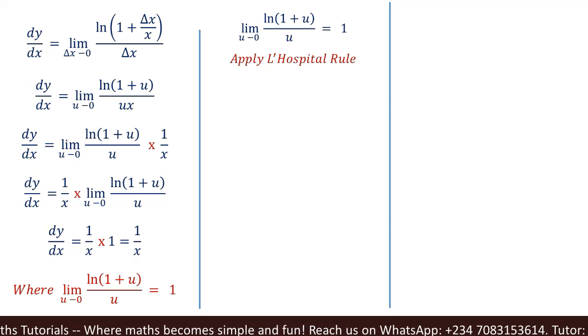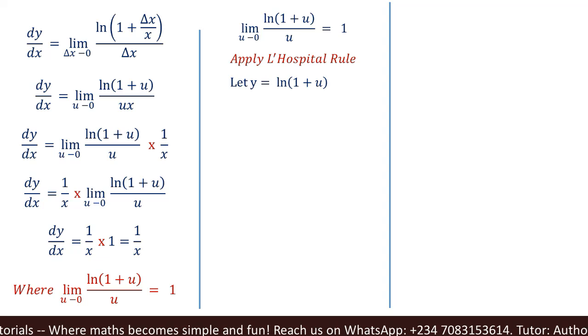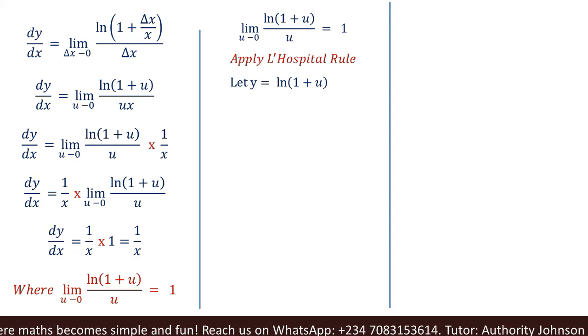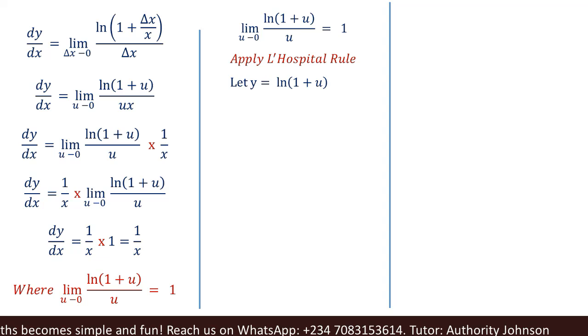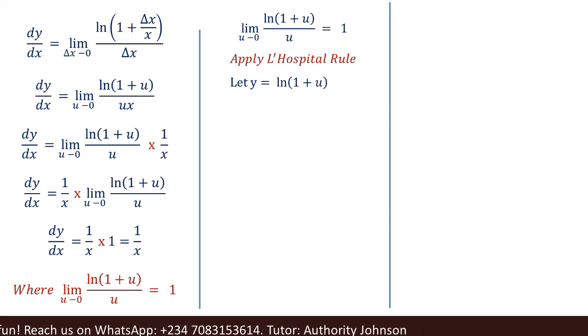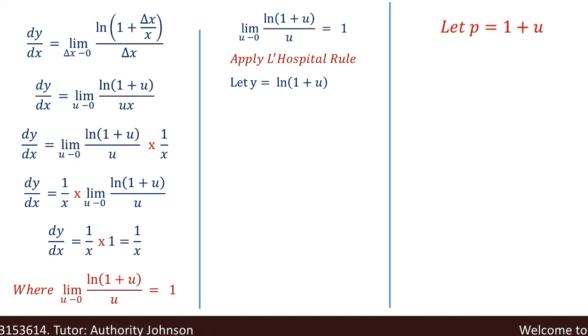Now let's apply it. So we say let y equal to ln of 1 plus u. We want to differentiate the numerator and then differentiate the denominator separately. So taking the numerator, let y equal to ln of 1 plus u. Now let's differentiate this. For us to differentiate it, we are going to apply the chain rule. So applying the chain rule, we are going to say let p equal to 1 plus u.